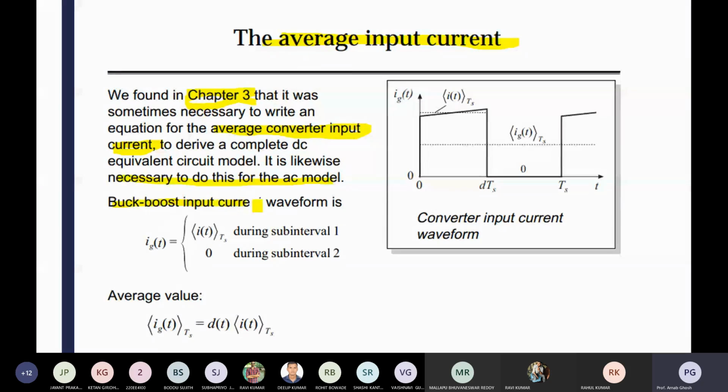For the buck-boost input current waveform, I took that example in the buck-boost converter in my previous slide. So before your vacations, you can go through those slides and understand. Now, where is your input current?